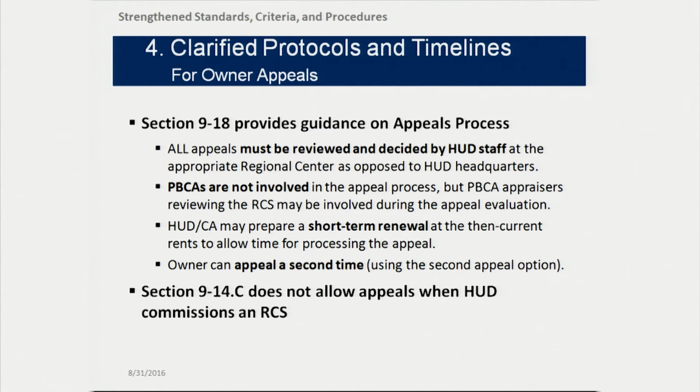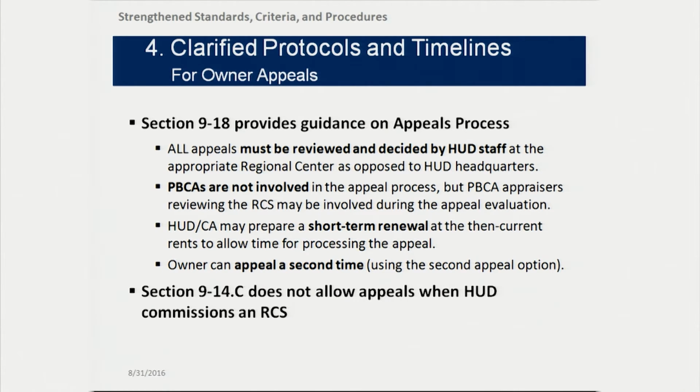This slide covers the guidance on owner's appeals, which can be found under Section 918 of the revised chapter. It is important to note that all appeals are reviewed and decided by HUD staff at the appropriate regional center. HUD headquarters do not get involved in reviewing owner appeals. Similarly, PBCAs are not expected to be involved in the appeal process unless the owner appeals a PBCA decision, in which case the PBCA review appraiser may be involved to provide his or her insights on the initial decision.